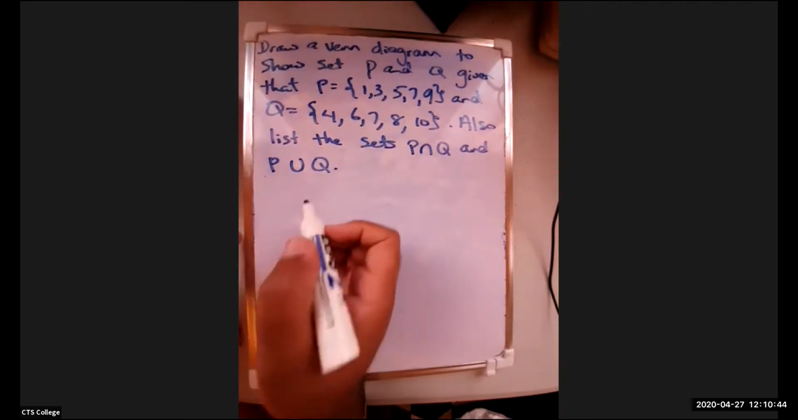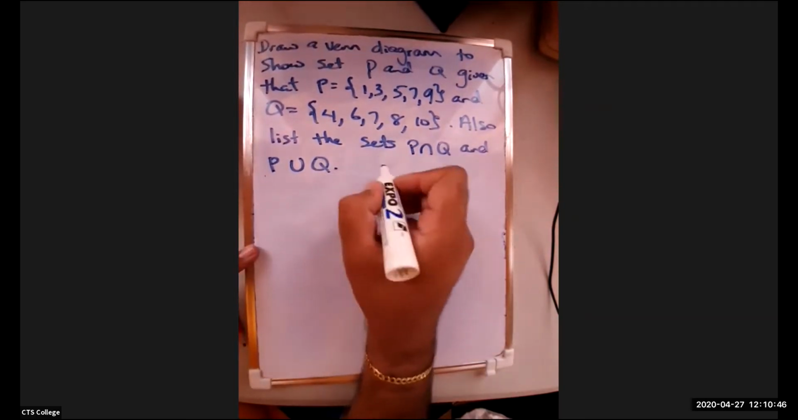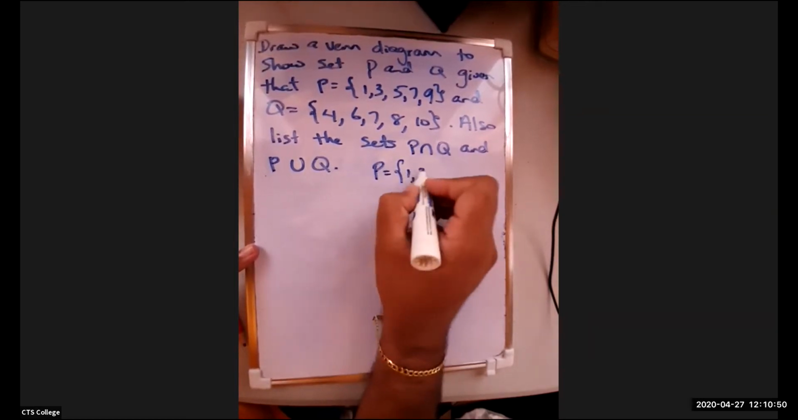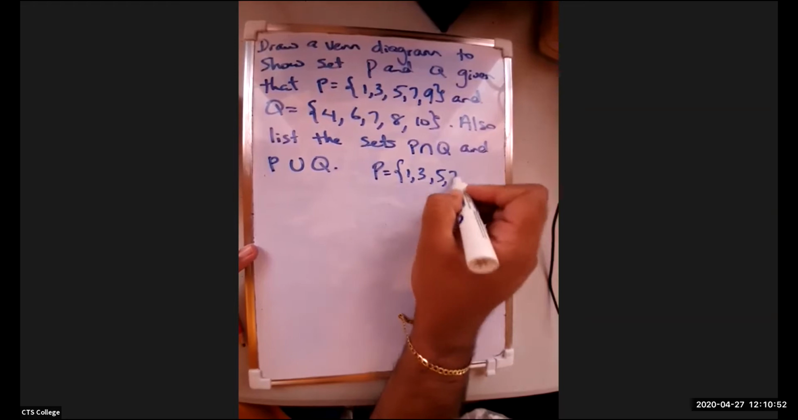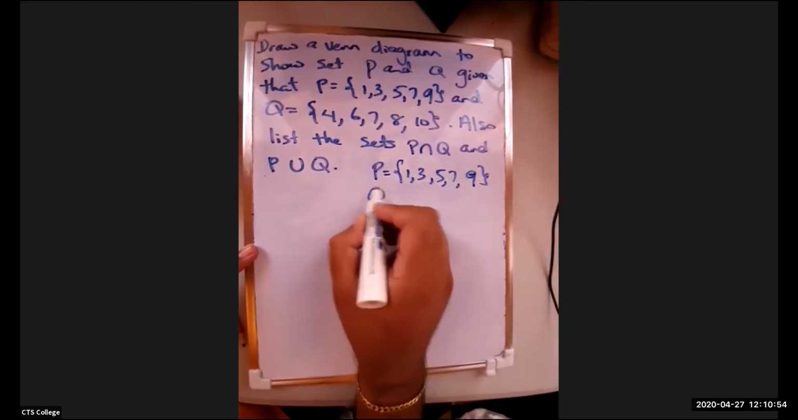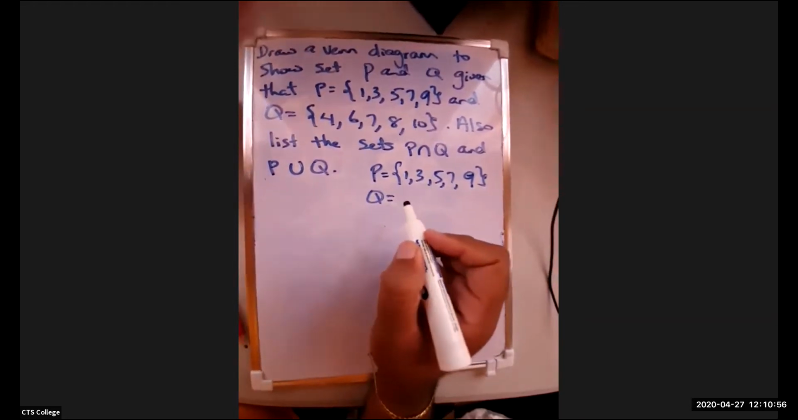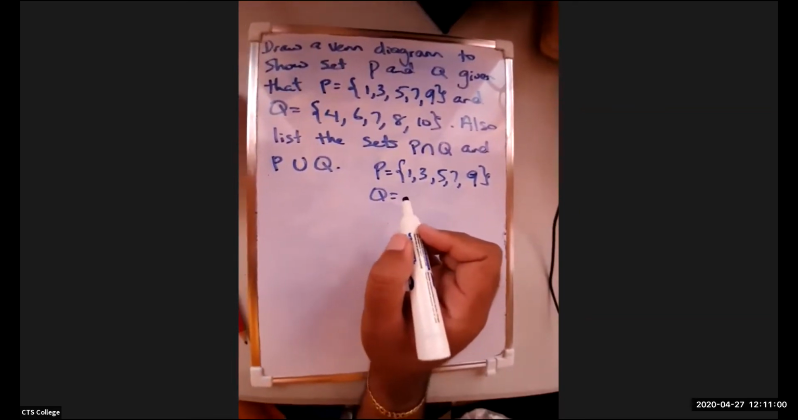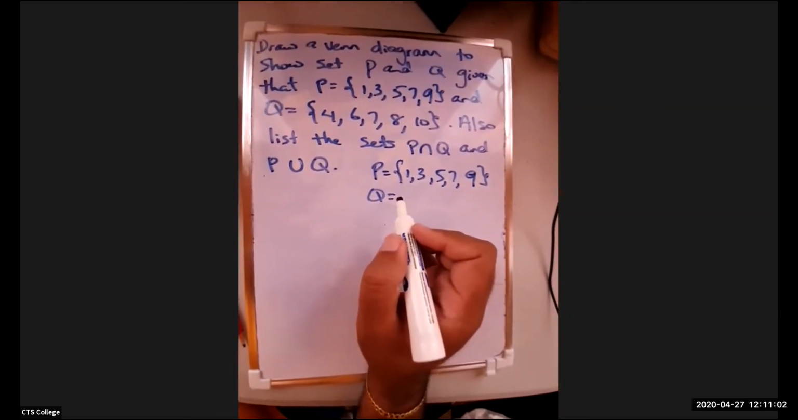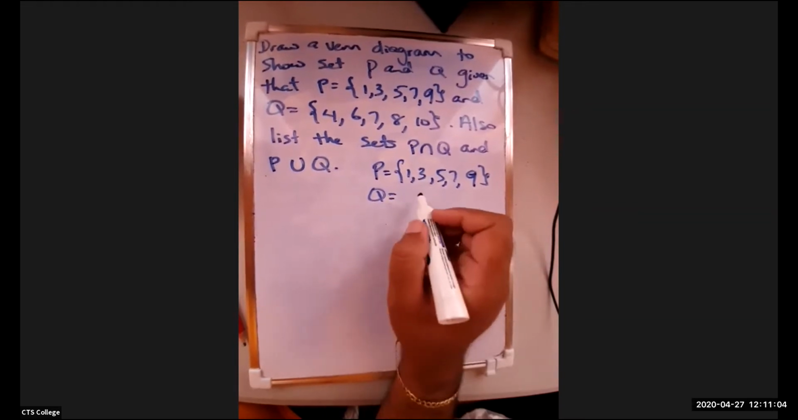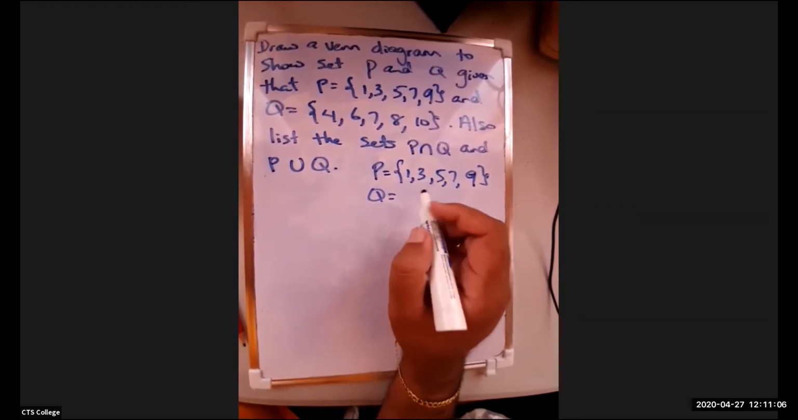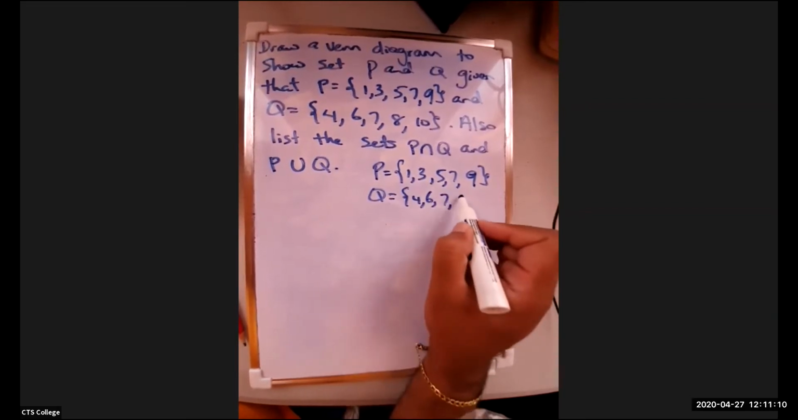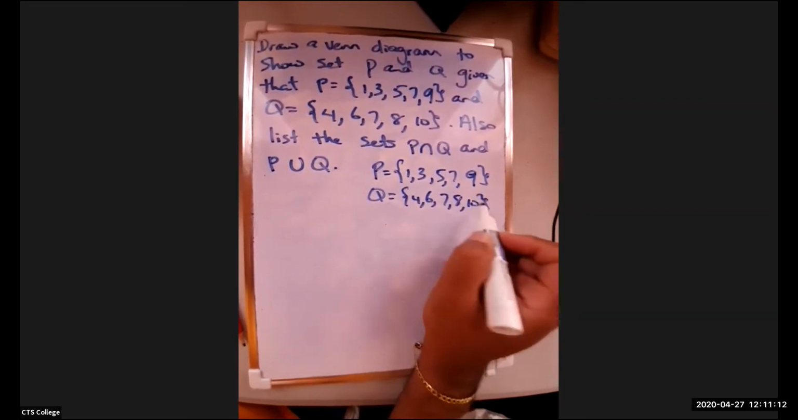So here we can see that P is equal to 1, 3, 5, 7, 9, and Q, are you all hearing me? Yes, sir, we hear you. Right, and Q is equal to 4, 6, 7, 8, and 10.